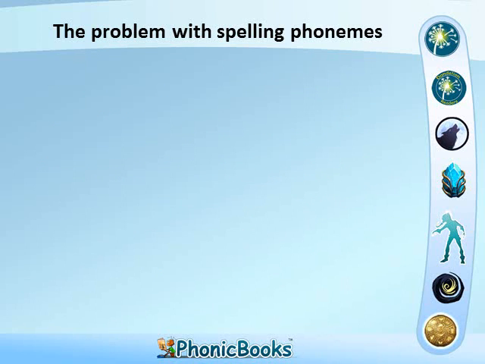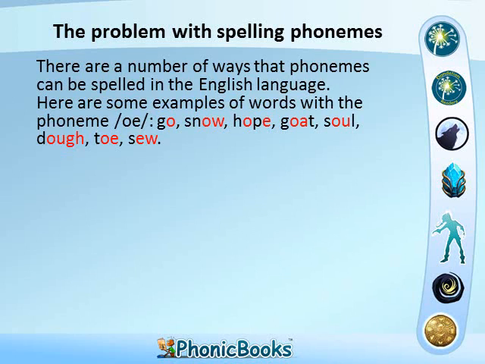The problem with spelling phonemes. There are a number of ways that phonemes can be spelled in the English language. Here are some examples of words with the phoneme oh: go, snow, hope, goat, soul, dough, toe, and so.